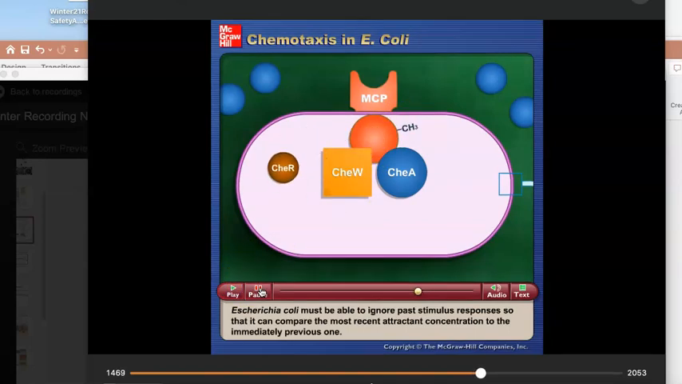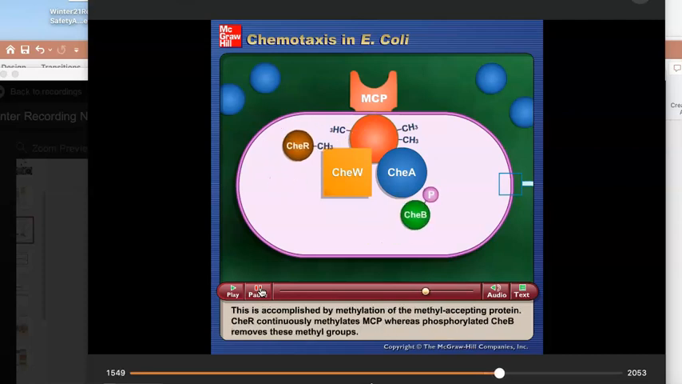And so under this circumstance, CheR is doing its job and methylating. And if CheA can autophosphorylate quickly, meaning that there's nothing bound here, as it does in the absence of a signal, then CheB will just pluck off the methyl groups as quickly as they're added, and therefore the microbe will be in essentially a state of stasis.